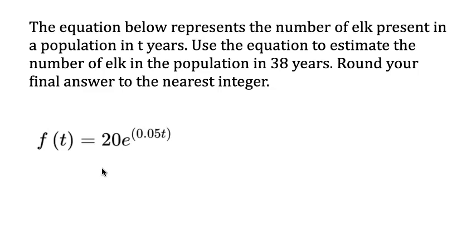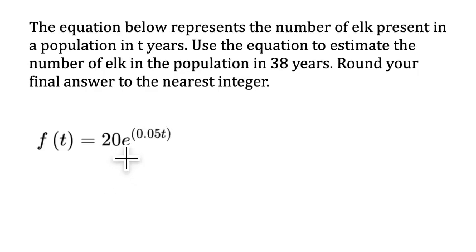All right, this equation represents the number of elk present in a population in t years. And we're going to use the equation to estimate the number of elk in the population in 38 years. And we'll round to the nearest elk, or nearest integer. All right, so we want to find f of 38.